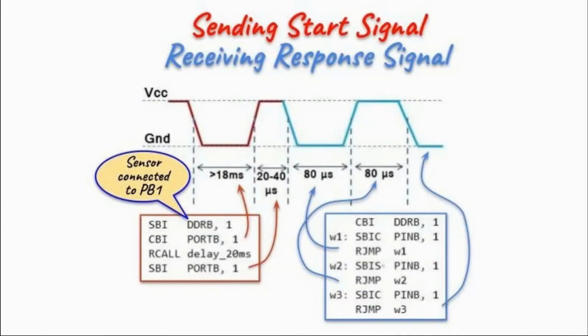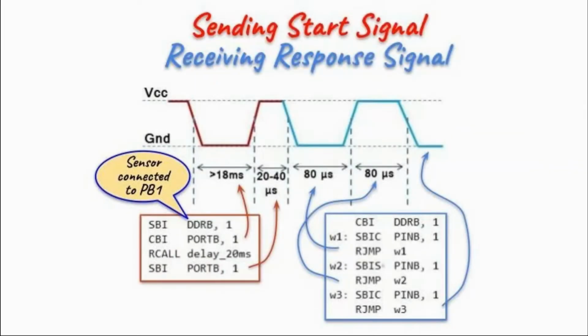Now let's look at how we can program the ATmega328 in assembly so that the controller sends the start signal and then receives the response signal. We assume that the sensor is connected to pin PB1 of port B. So first we need to set pin PB1 as output, and then we send a low pulse, and then we apply a delay of approximately 20 milliseconds, and then we apply a high pulse.